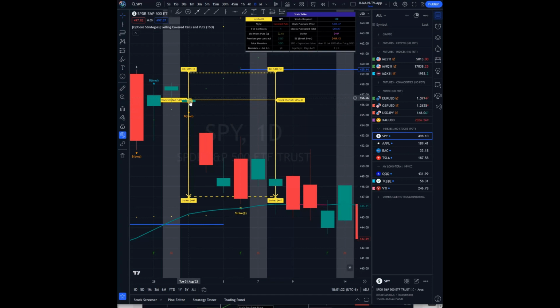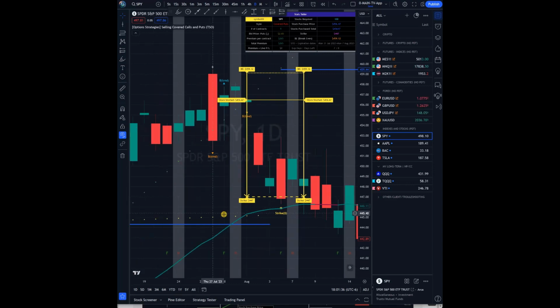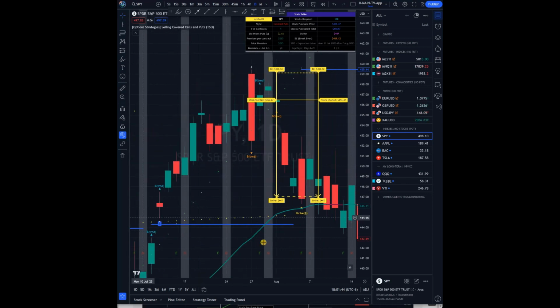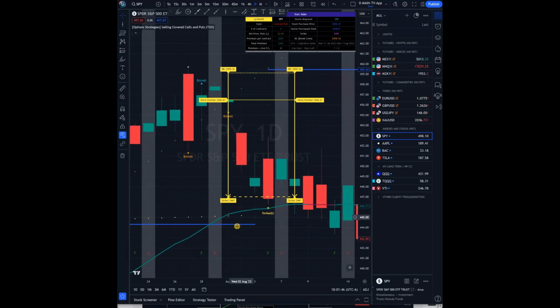So similarly, you would short your stock here at $456.47. This would be your break even. This is your strike, and the strike you're going to have to choose manually. But in here, you can see there is a trend line, and I think it was resistance, but now it became support. So there is a trend line, there is a support, there is a moving average.